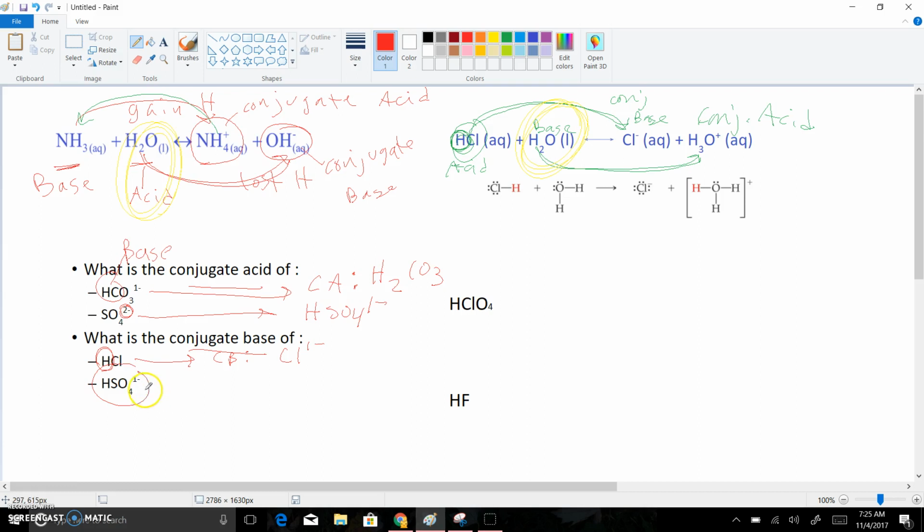Taking a look at the next one, we could go either way. You could lose a hydrogen or gain a hydrogen, but here I'm asking you to write the conjugate base. That means this one has to act as the acid to make this one the conjugate base. So if it's going to act as an acid, I've got to lose my hydrogen. I'll write just SO4 and have a 2- charge because it loses a hydrogen plus.